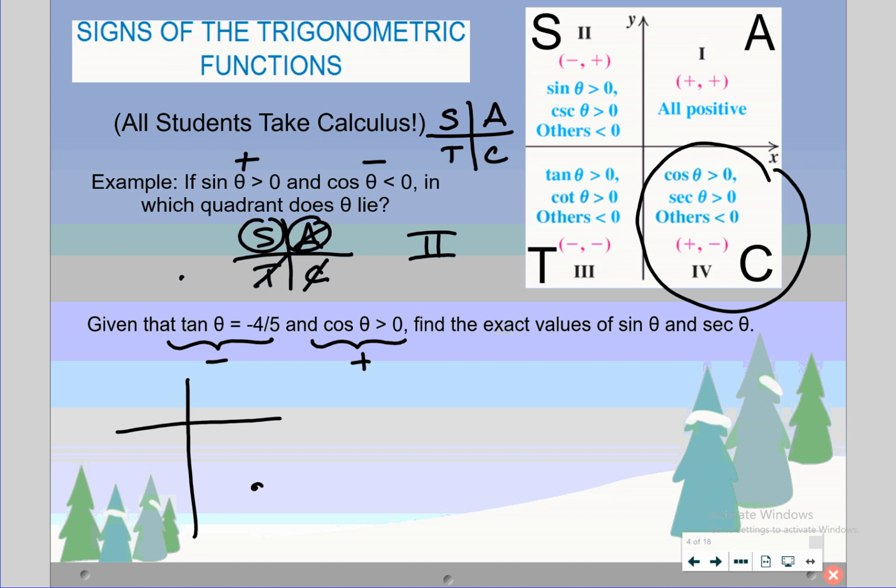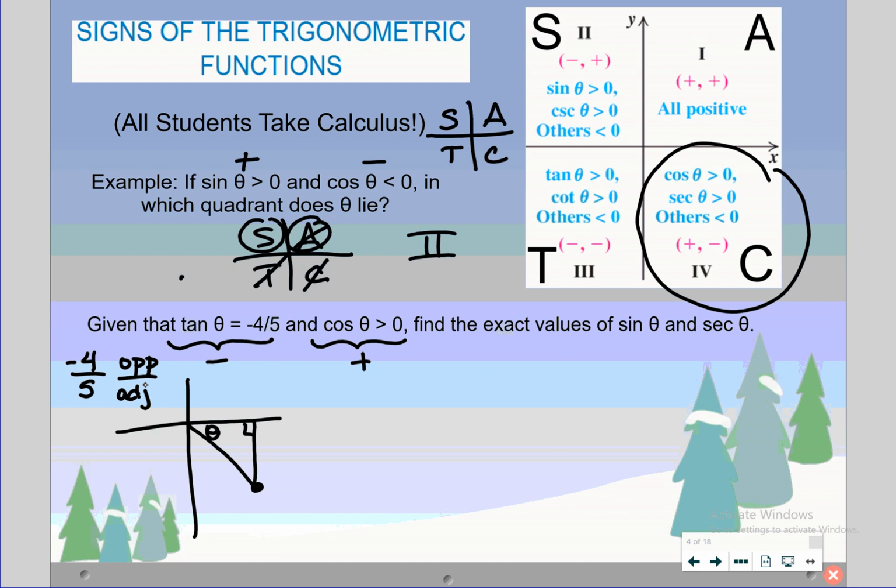Well, I can pick an arbitrary point in quadrant 4, doesn't matter where that point is, and draw the triangle in a similar way to what we did with the last one. Connect that point to the x-axis, there's my right angle. Connect it to the origin, there's my theta. I know the tangent is -4/5, and tangent is opposite over adjacent.